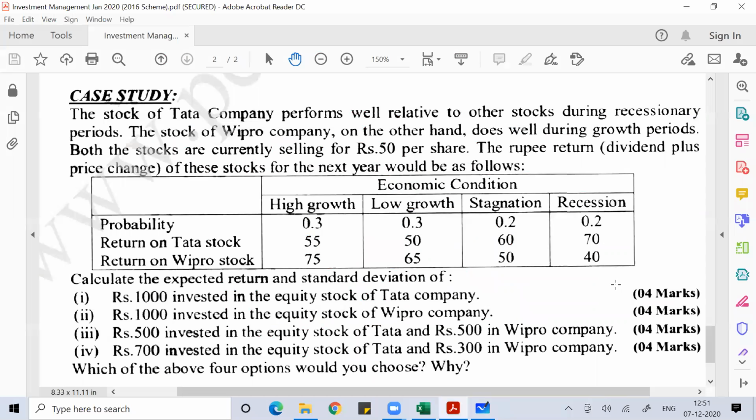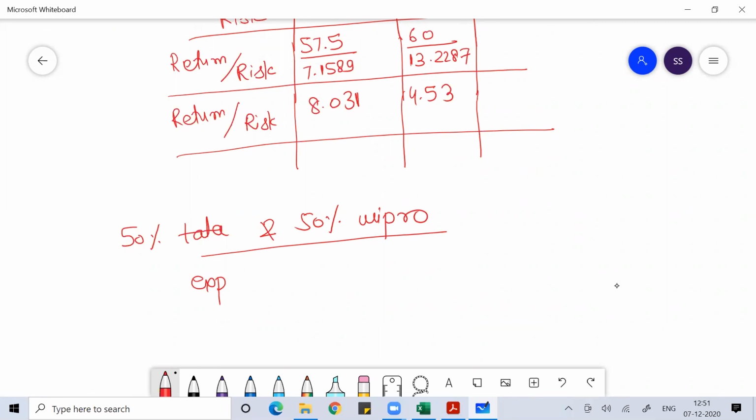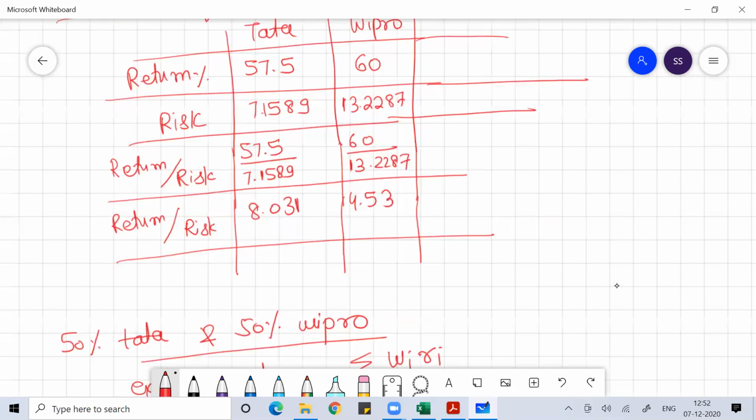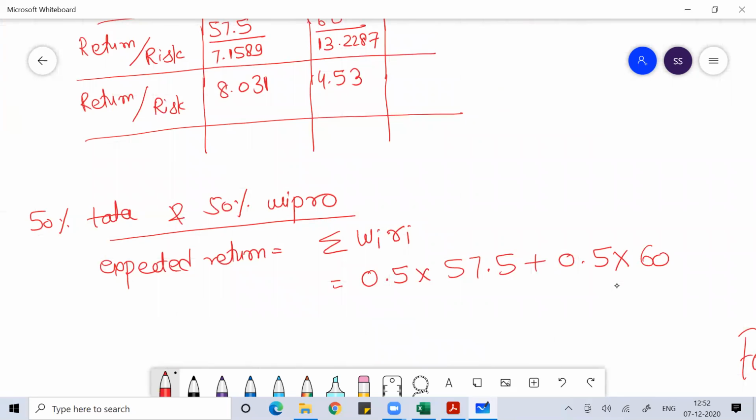Then the third part of the question is: 500 rupees invested in Tata and 500 rupees invested in Wipro, what is the expected return? 500 means 50% of money in Tata and 50% of investment in Wipro. Then my expected return does not depend on standard deviation and all. The formula for it is the weight of individual stocks times their individual returns. So 50% of money means 0.5 times the return of Tata, 57.5, plus 50% of money in Wipro, that was 60. So half of this. What is my expected return?